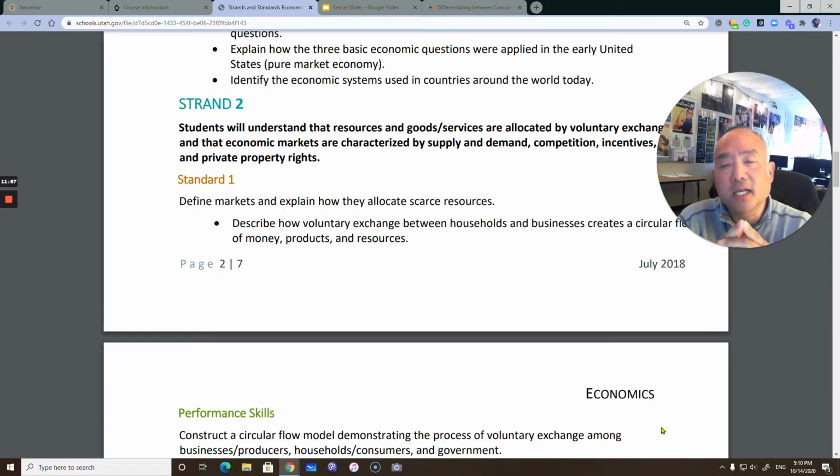Standard 1, define markets and explain how they allocate resources. Well, there is something we call the circular flow. And in the circular flow, you go to work, you earn money from the factory, from the business, you get a paycheck, you take that paycheck, you pay your bills, you have to do your grocery shopping, you're buying a home which a builder built, and you're paying your taxes, and we have a circular flow of goods and services, scarce resources. We go through a circular flow.